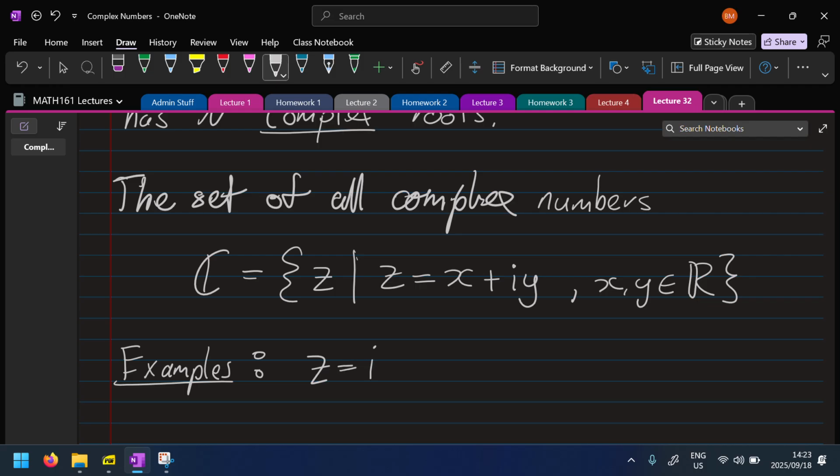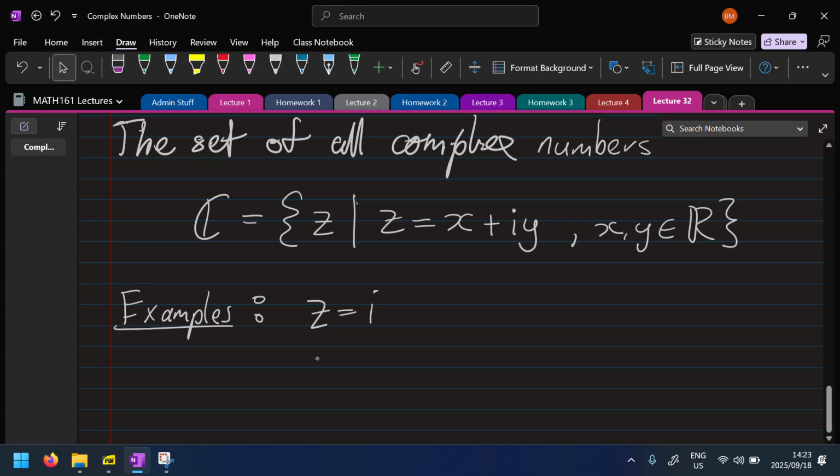So z equals i. This is a complex number, so we can see that quite easily. If x is 0, that's a real number, it's fine, and y is 1, then this belongs to the set, so i is a complex number. z equals 3. This is a complex number. We take x to be 3, we take y to be 0, we get 3.